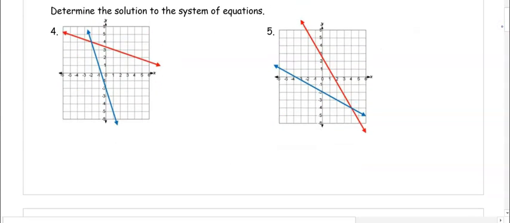In number 4 and 5, we want to determine the solution to the system of equations. So we are looking for where those lines intersect. So number 4, that intersects at (-2, 4). And in number 5, it intersects at (4, -4).